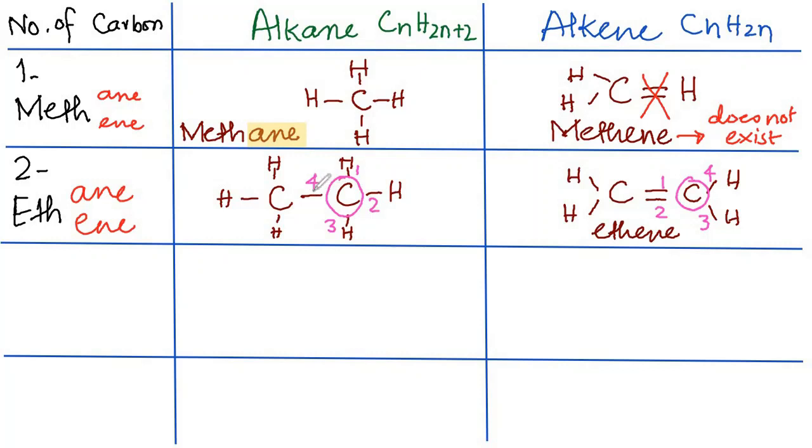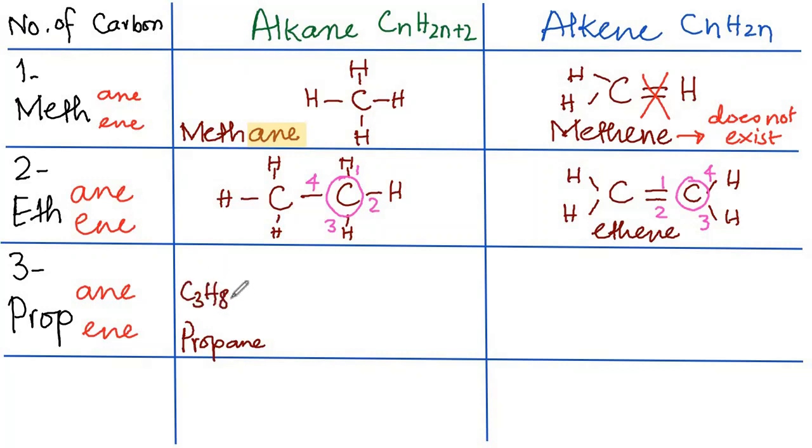with the other carbon. Hydrocarbons which contain three carbon atoms have a prefix called prop, P-R-O-P, and then it could be propane or propene. Propane will obviously be the compound which contains the single covalent bonds. Applying the formula, the molecular formula of propane is C3H8. How can we get that?